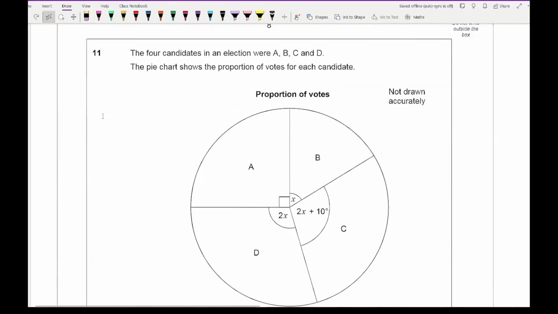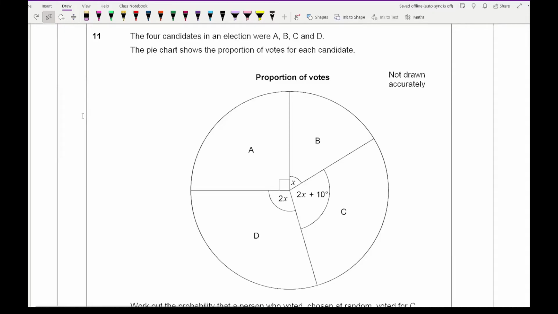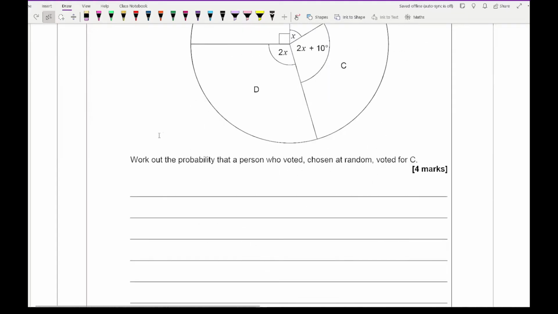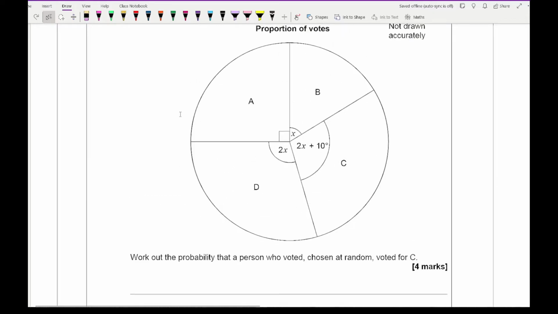Then moving on to our next question, question 11, it says 4 candidates in an election were A, B, C and D. The pie chart shows the proportion of the votes for each candidate. Work out the probability that a person who voted, chosen at random, voted for C. Now we don't know what the total amount of people who voted is, so we're just going to assume that the total number of voters is 360, because that's the only information that we know from this pie chart, which is that angles in a pie chart total up to 360.